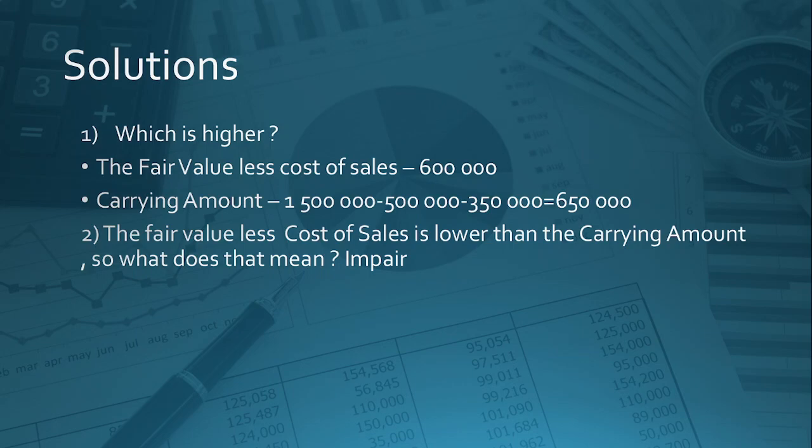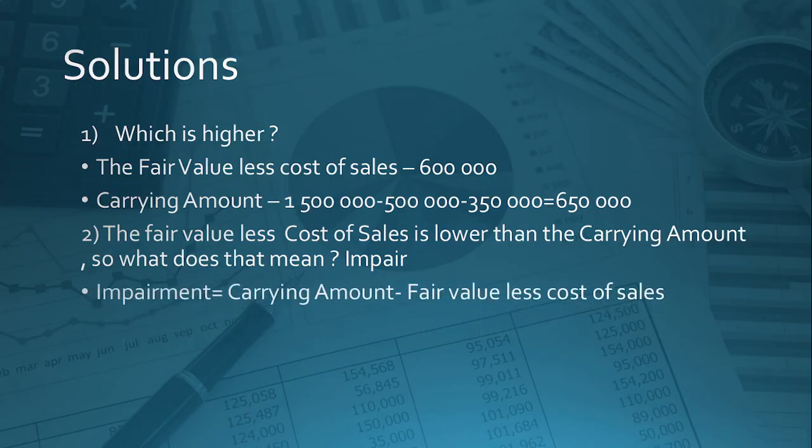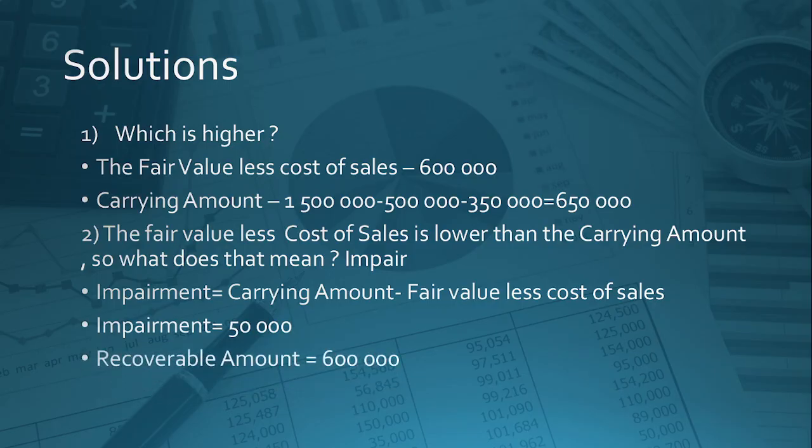So what does that mean? Remember, in impairment, if the fair value less cost of sale is less than the carrying amount, then we impair. So first we are going to impair. We find the impairment by saying carrying amount minus the fair value less cost of sale, and the impairment is equal to 50,000 because we said 650,000 minus 600,000. Then the recoverable amount is 600,000.